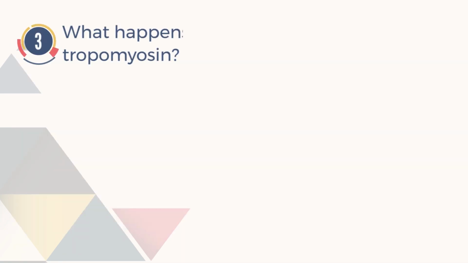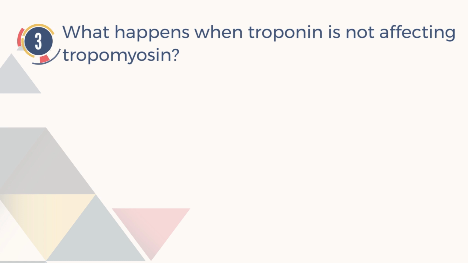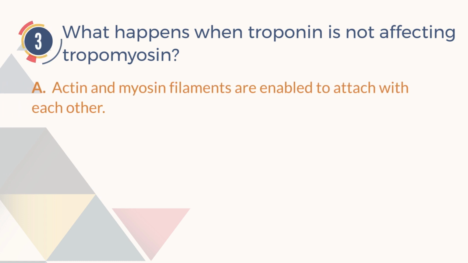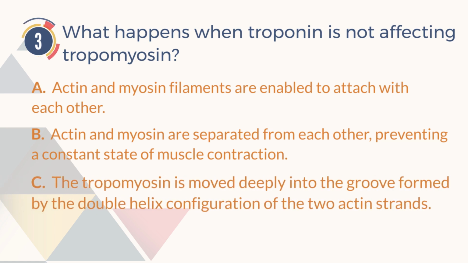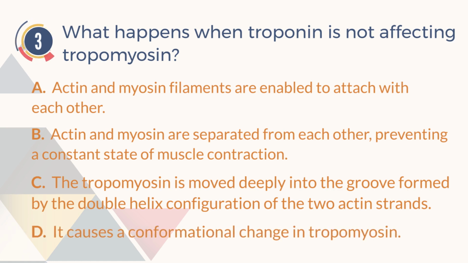Number 3. What happens when troponin is not affecting tropomyosin? A. Actin and myosin filaments are enabled to attach with each other. B. Actin and myosin are separated from each other, preventing a constant state of muscle contraction. C. The tropomyosin is moved deeply into the groove formed by the double helix configuration of the two actin strands. D. It causes a conformational change in tropomyosin.